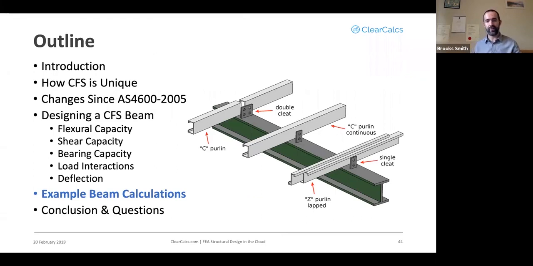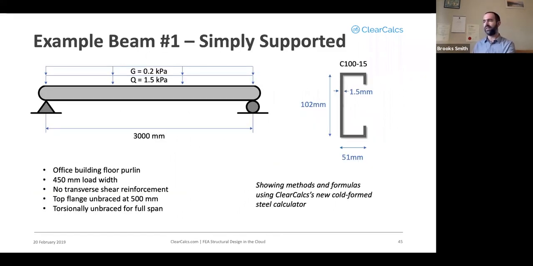So now going on to some example calculations for beams. Our first example we'll make use of is a simply supported beam. This is one of the simplest examples you can make use of. We're going to assume that it only has permanent load and imposed load, a G of 0.2 kilopascals and a Q of 1.5 kilopascals. We're going to assume it's just a 3-meter beam. Assume it's an office building for the purpose of the character of the imposed load, 450 millimeter load width.